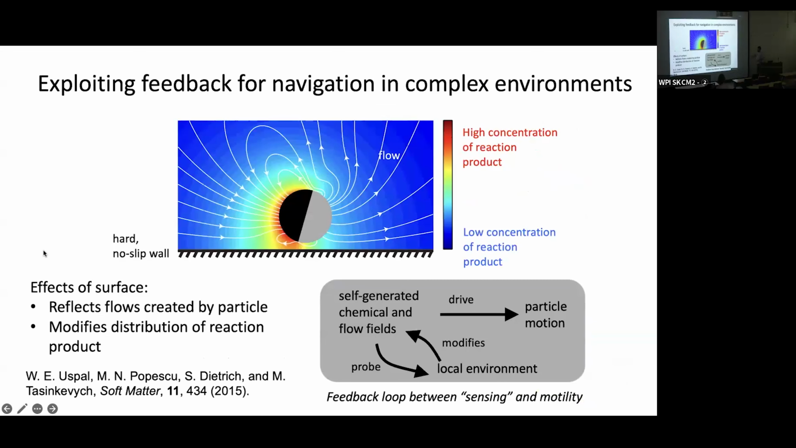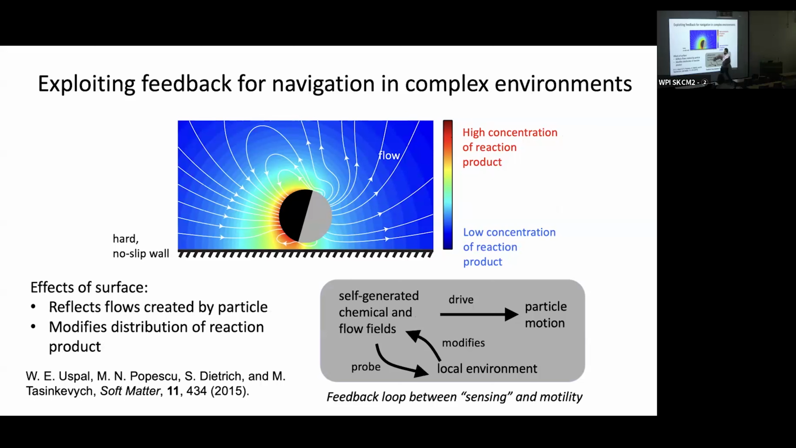So back in 2015, we looked at this problem of an active Janus particle near a hard planar wall. And you see here that the product is confined between the particle and the wall. So you have an accumulation of the reaction product here. And you also have flows that are created by the particle. These flows are reflected off the wall back to the particle. So it's like if you're swimming in the pool, you're creating flows. And if you're near the pool wall, you'll feel an effect of that pool wall analogously.